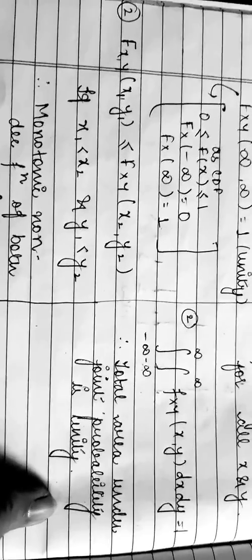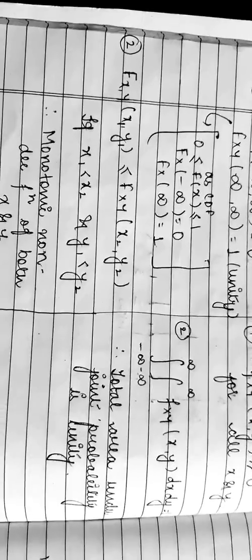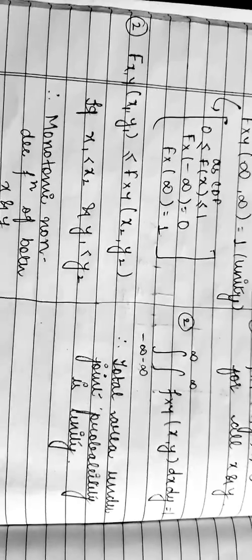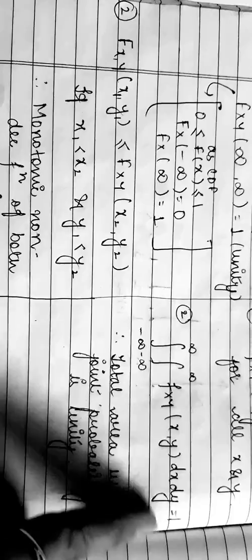Now coming on to the second property, the total area under the curve, that is the joint probability, is unity. It is denoted by double integrating f(x, y) dx dy, which is equal to 1.